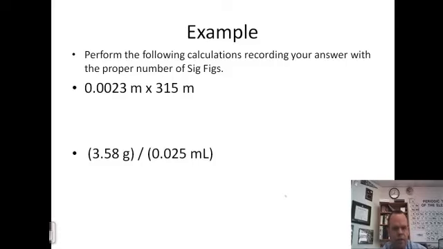So let's look at a couple of examples. Press pause, try these yourselves, then press play again when you are ready to see the answer. Okay, in this first one, we have 0.0023 times 315.